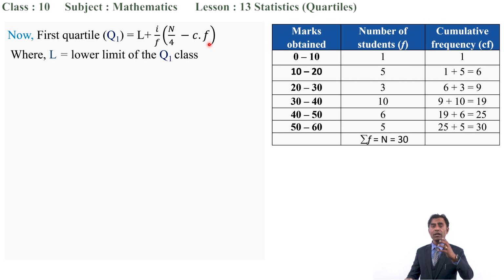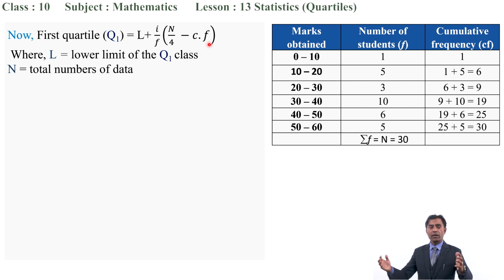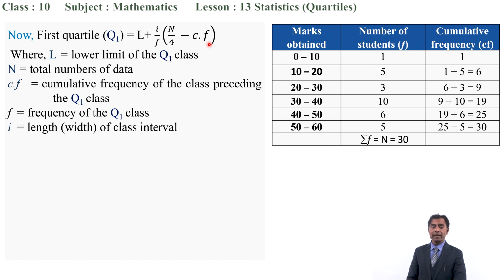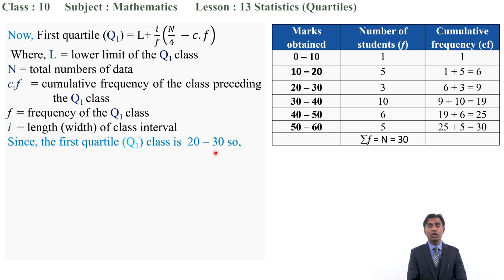So what does L represent here? It is the lower limit of the Q1 class, and n means the total number of data, that is the total of the frequency. CF is the cumulative frequency of the class just preceding the Q1 class, just ahead of the Q1 class. F is the frequency of the Q1 class, and I is the length or width of the class interval. If we know their meaning, then we know the first quartile class is 20 to 30. So now the lower limit of the Q1 class is 20.